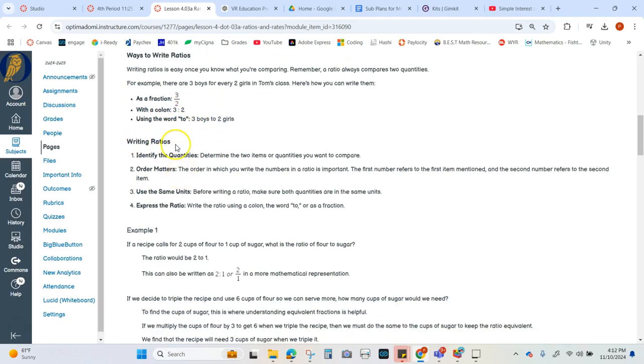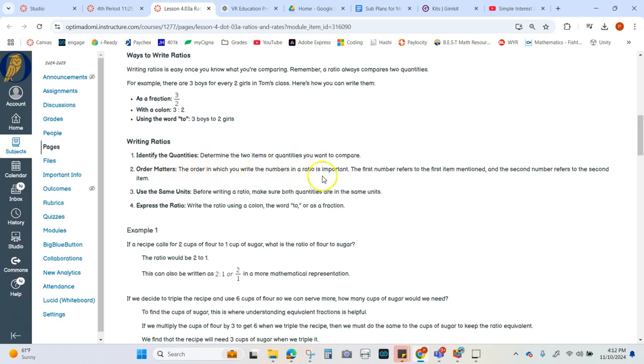When you're writing ratios, make sure you first identify the quantities. What two items are you going to compare first? Like, are you going to compare apples and oranges? Are you going to compare boys to girls? Are you going to compare girls to windows? Are you going to compare boys to chairs? What are you going to compare? Identify the quantities.